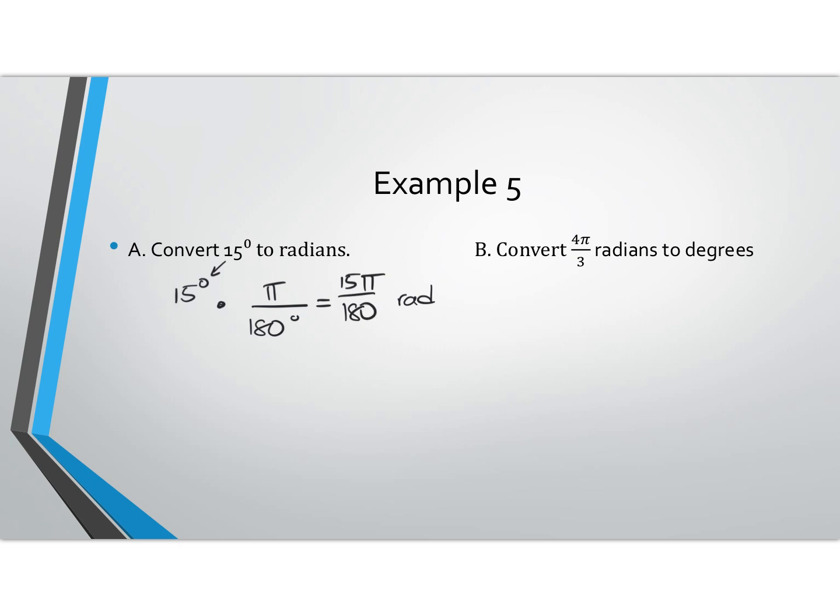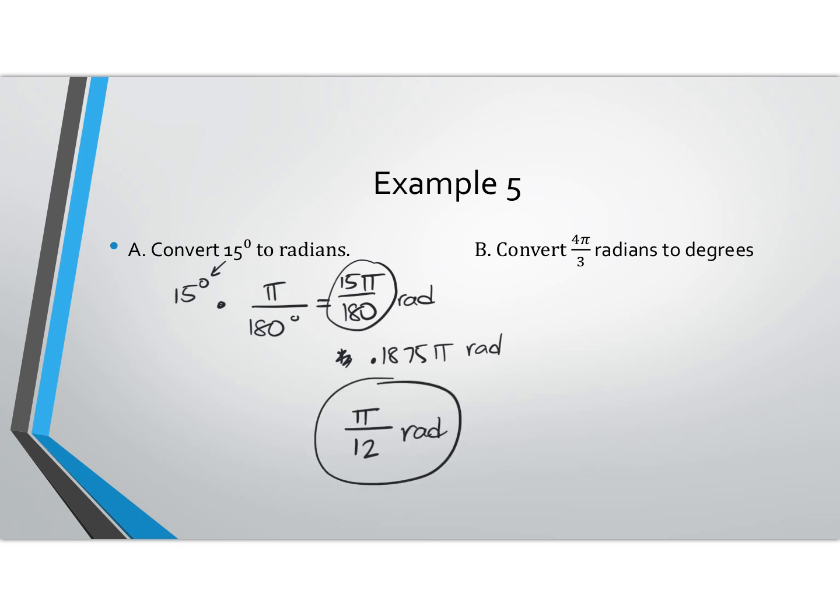And I can simplify and do the math a little bit there. I can actually divide it and get 0.1875 pi radians, but we don't really do that. How we simplify radians is we just divide out and simplify the fraction. So 15 goes into both of these. 15 goes into 15 one time, so we're left with pi, and 15 goes into 180 12 times. So it's pi over 12 radians, and that's our answer.